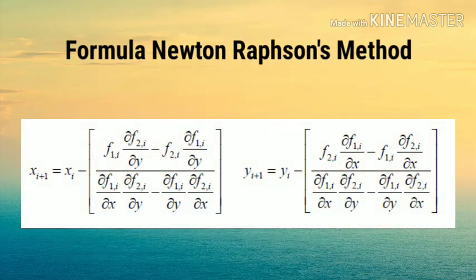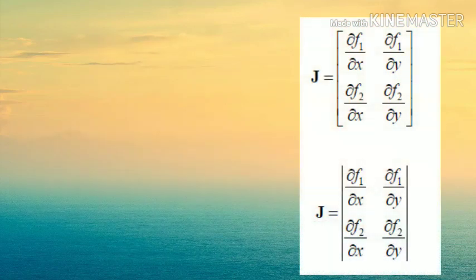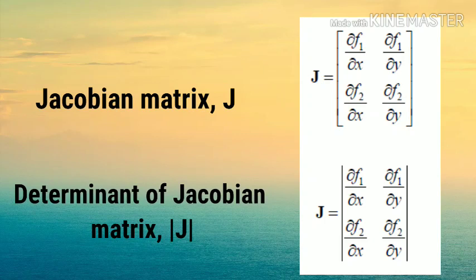Following are the formulas of the Newton-Raphson method. The first equation is how to find the value for x, and the second formula is how to find the value for y. Both of these formulas come from Cramer's rule. If you notice, I already circled the denominator of the equation, where the denominator is actually the determinant of the Jacobian matrix. On our right hand side is the Jacobian matrix J. All the elements inside Jacobian matrix J come from the partial derivatives of the main equations of our problem.